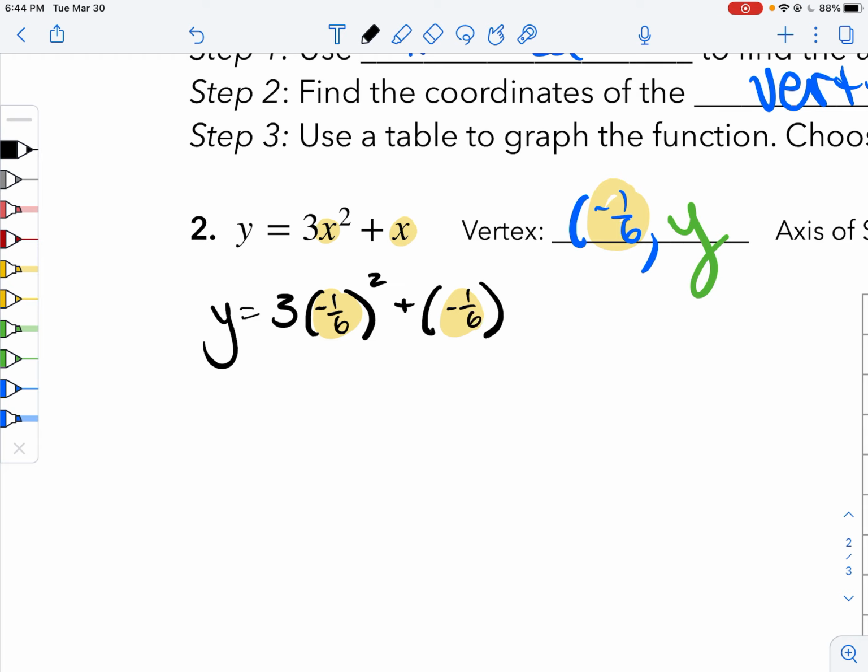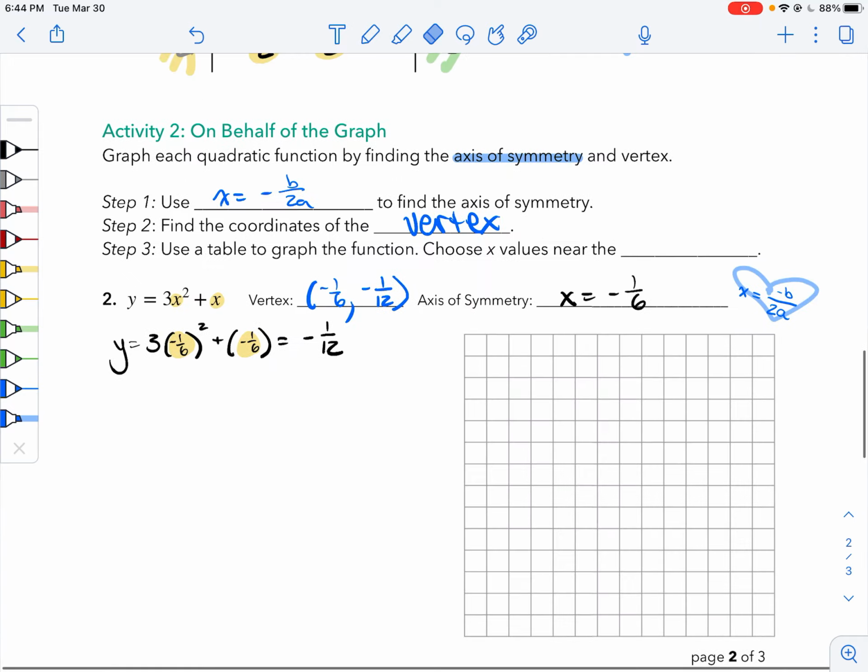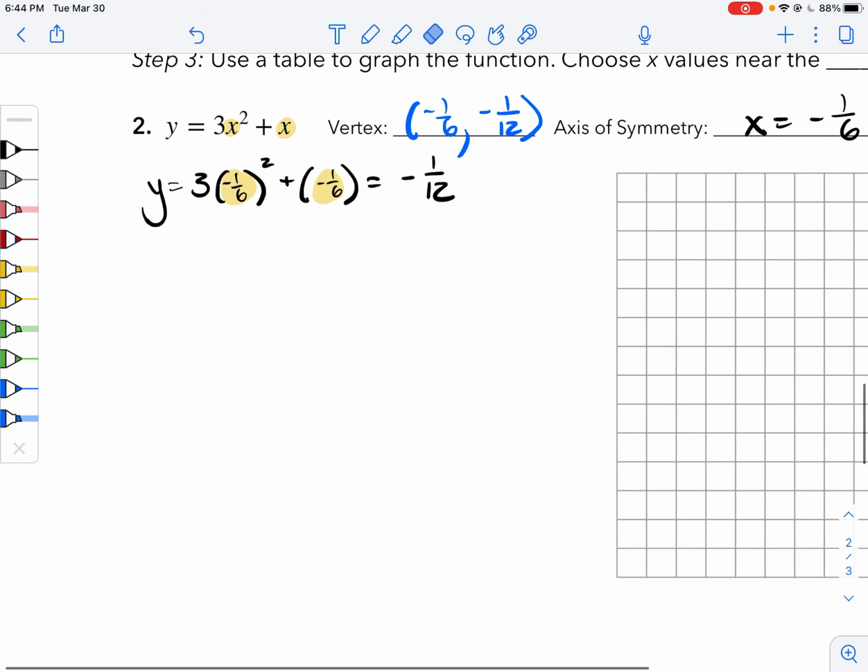Yay. And without much further ado, this works out to be -12. So our vertex is fun fraction numbers. We're at -1/6, -1/12. Sweet! So we know where to start our graph. And now we need to pick some points around it. So we're going to make an XY table again.